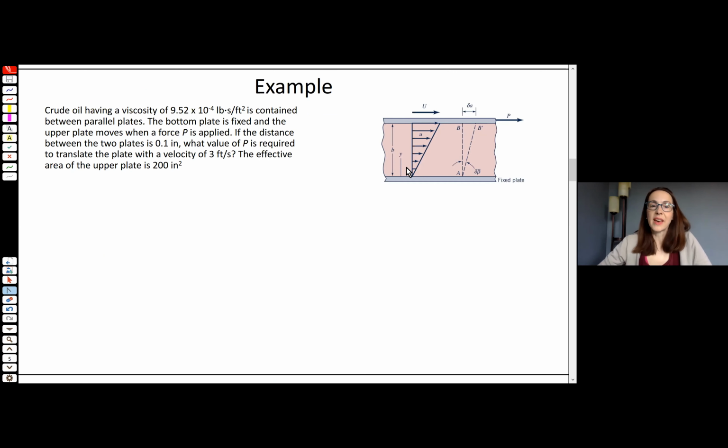So there's crude oil in the gap now, and the viscosity is given in British gravitational units. And the question is, if the gap height is 0.1 inch, what value of that force P is required so that U, the velocity with which the plate translates, is 3 feet per second, right? And then it gives the effective area of the upper plate, and the area we're talking about is the entire area that's in contact with the fluid. So if you were actually looking down on the top plate, it would be that projected area.